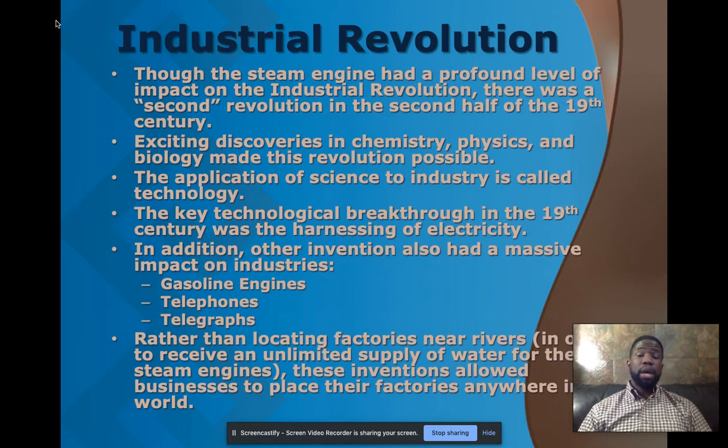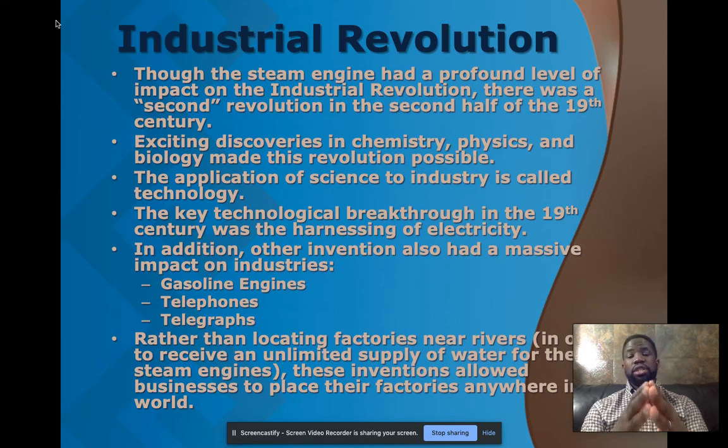Now, it didn't stop there though. That was just the first one. The second revolution took place in the second half of the 19th century. This is where we begin to see how scientists within chemistry, physics, and biology really began to discover different ways to make things operate a lot faster than usual. So this is where we begin to see the application of science to industry.